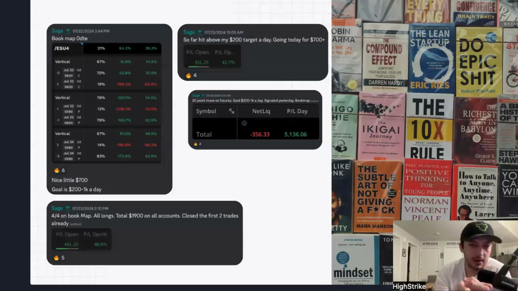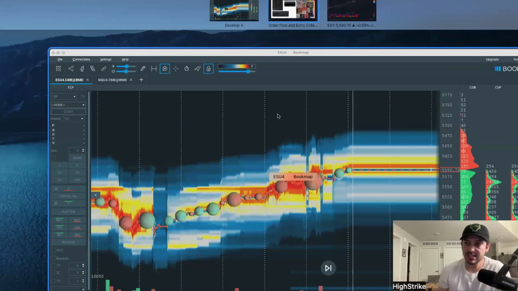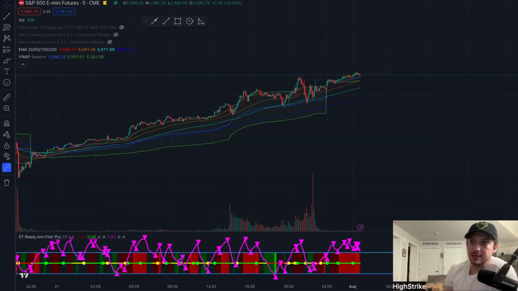I don't care if it goes up. I don't care if it goes down. All I care about are where the orders are sitting. If the orders are sitting at a particular level, then I jump into my chart and set my alert. Literally, this is what I did on ES.